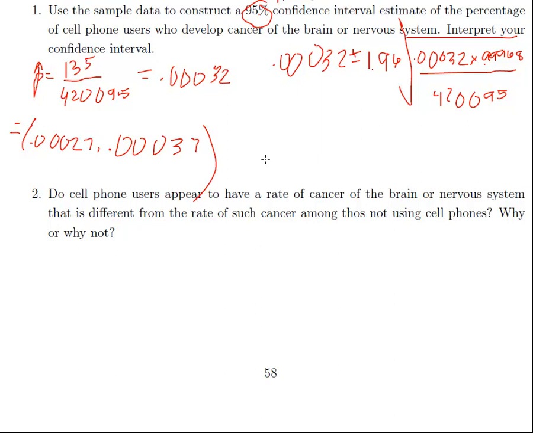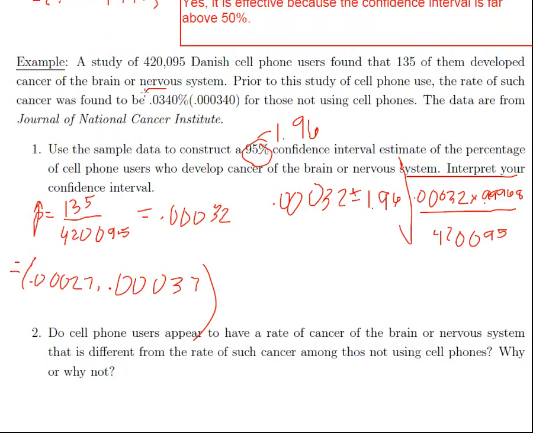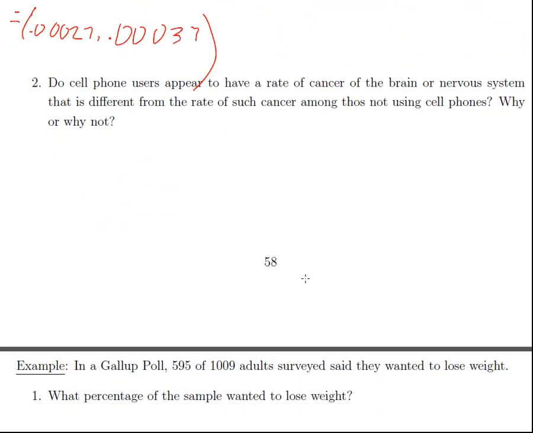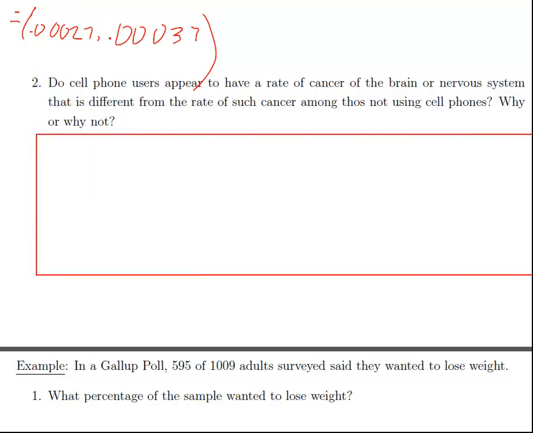All right, and that's what we want to compare to the rate before cell phones were around, which is about 0.00034. That we get from the problem up here. This was for non-cell phone users. So the good news is that it's consistent with the confidence interval. So the question is, do cell phone users appear to have a rate of brain cancer different than non-cell phone users? Why or why not? So let's go ahead and interpret the confidence interval, and then we'll answer the question.